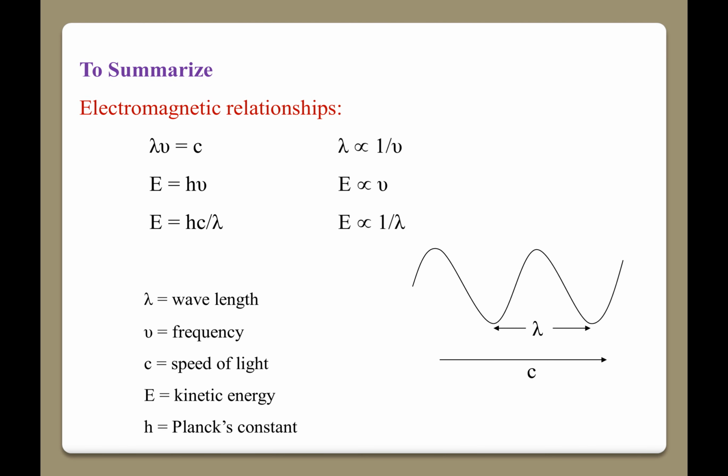To summarize these relationships, again we come back: lambda into frequency is the velocity of light, or in other words, lambda is inversely proportional to the frequency of the radiation. Energy is Planck's constant into the frequency of radiation. That is, energy is directly proportional to frequency, while energy is inversely proportional to lambda. And this is lambda, this is amplitude, and this is the wave function.